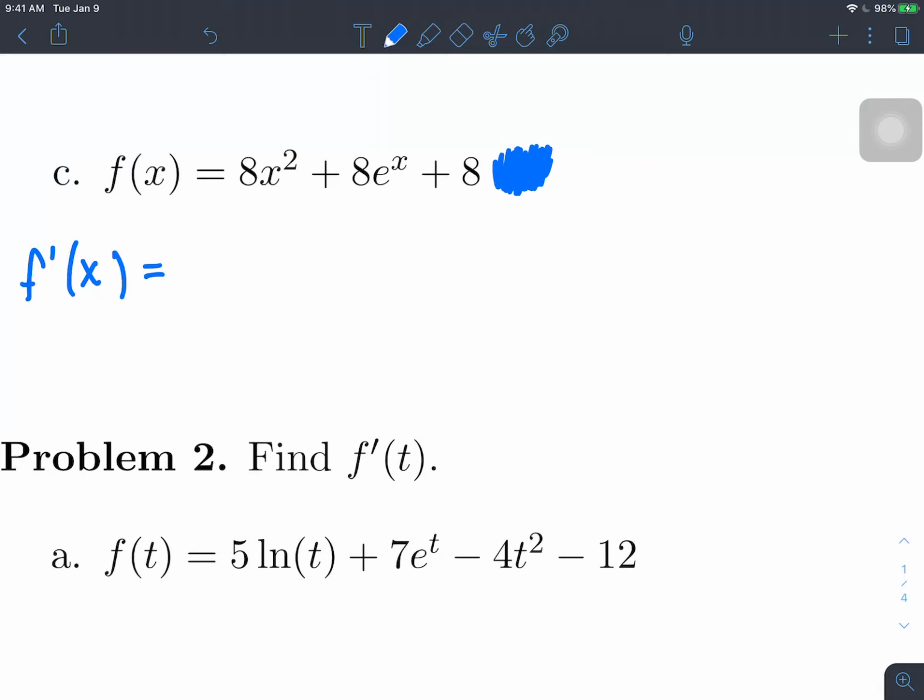For the first part, you did 16x. Yeah, the first part we get 16x. That came from the 8x squared by the power rule. All right, we know we're going to have a plus something and then a plus something. What should go on the end here, which comes from the derivative of 8? 0. Okay, everybody's comfortable with that one. How about the middle? 8e to the x. So, kind of amazing. The derivative of 8e to the x is just 8e to the x.